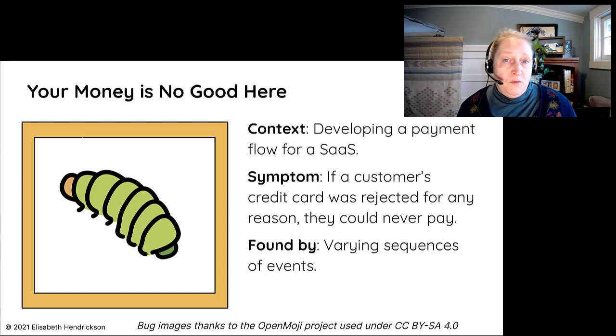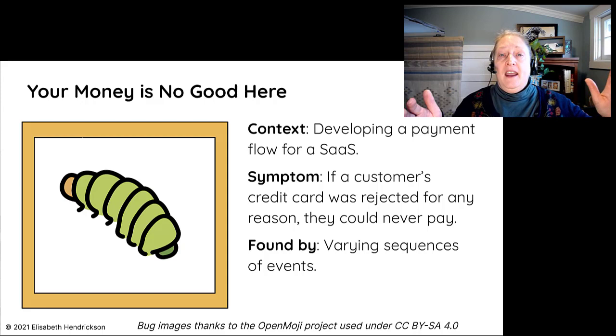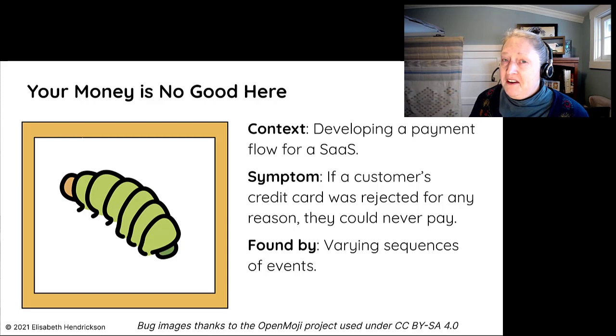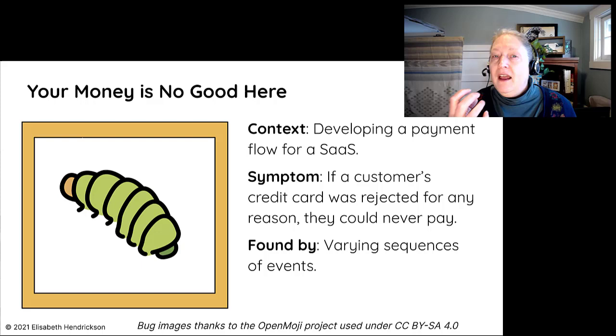Up until the point when I joined the project, the primary focus had been on making sure that customers could pay for the service and receive what they paid for without any hiccup. I quickly discovered that if a customer's credit card was rejected for any reason, including something like the validation on the zip code had failed, the software kind of held on to that state and never let the customer pay for the software. They could never purchase.